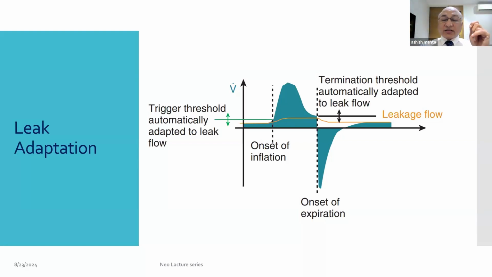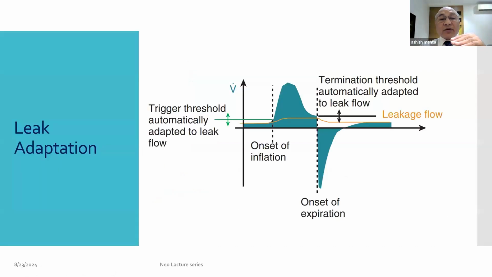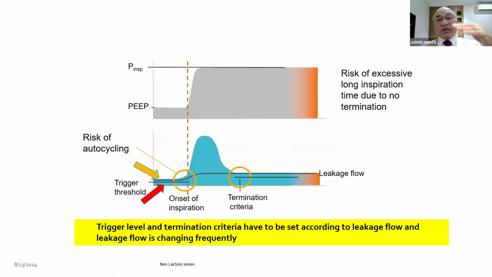And that is typically called leak adaptation: at the onset of inspiration there is triggering at this point, and at the end of inspiration there is a termination. If leak compensation is on, leak adaptation is on, these criteria will be matched.